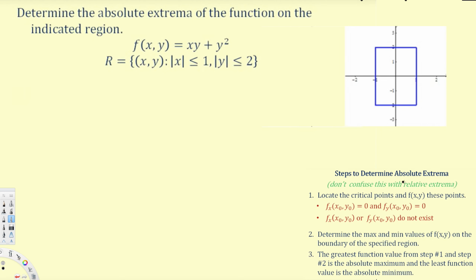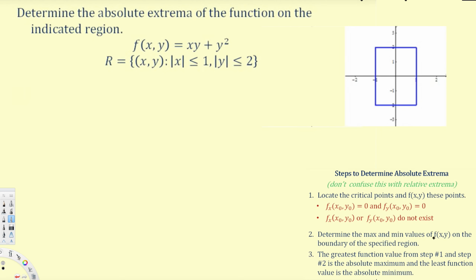Now to determine the absolute extrema, first we find the critical points. To find the critical points, we take the partial derivative of this function with respect to x and also with respect to y, and we equate those to 0, and from that we find the x, y value, and that is going to be our critical point. And also if we have a condition where the partial derivative does not exist, that's going to be also a critical point.